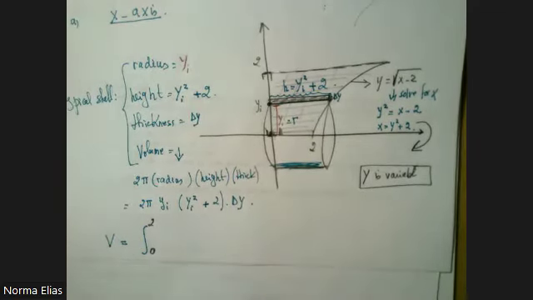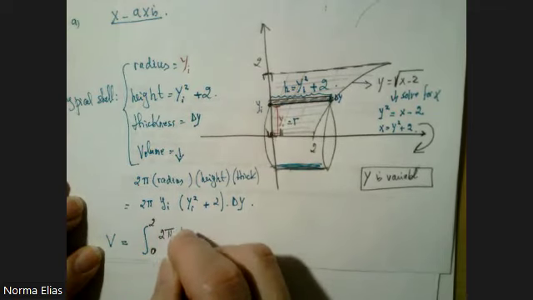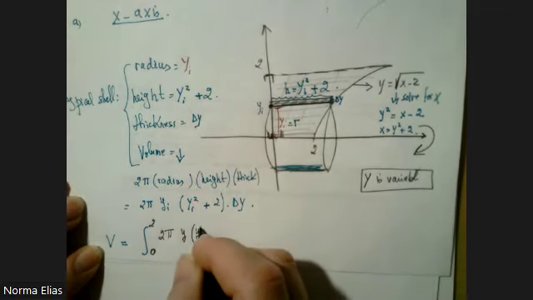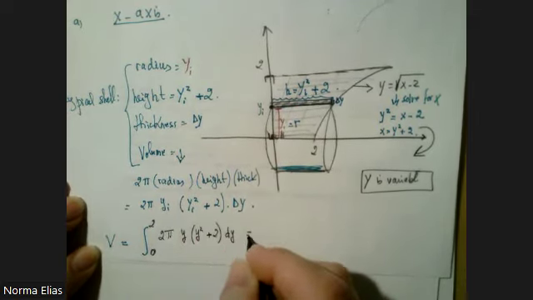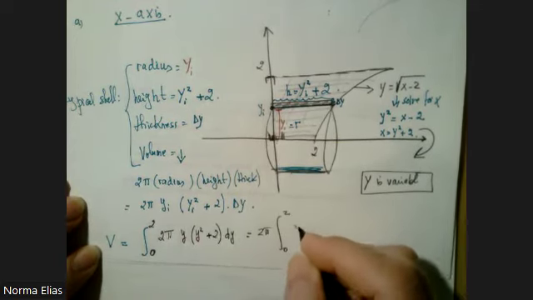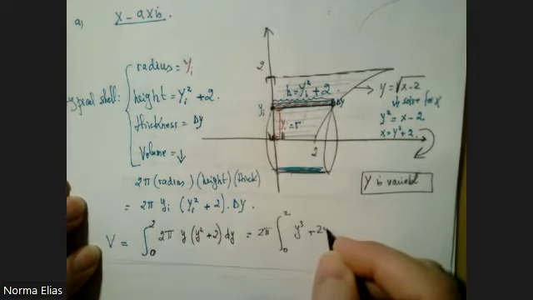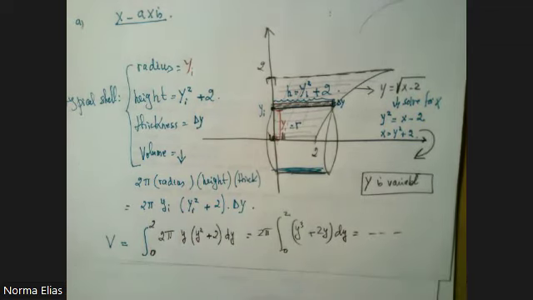I need to split into pieces to cover my region. So this is going to be the integral from 0 to 2 of 2 pi y times y squared plus 2 dy. And that's a very simple integral, the 2 pi, and then you guys know how to go from there. Just distribute and proceed. Equal, etc. Okay. Questions about that?